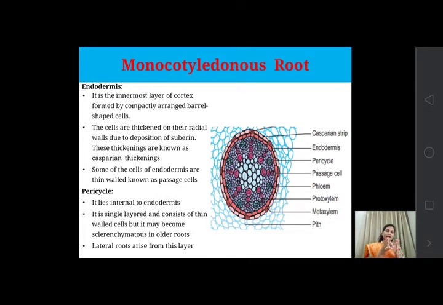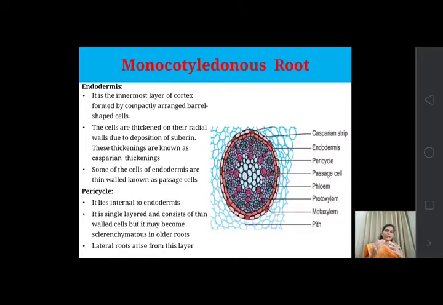You can say the Casparian strips or the Casparian thickenings. These barrel shaped cells, somewhat oval or barrel shaped, are compactly arranged. They do not show any intercellular spaces, and the cells are thickened on their radial walls. Due to the deposition of what? Due to the deposition of suberin material. So these thickenings are known as the Casparian thickenings.